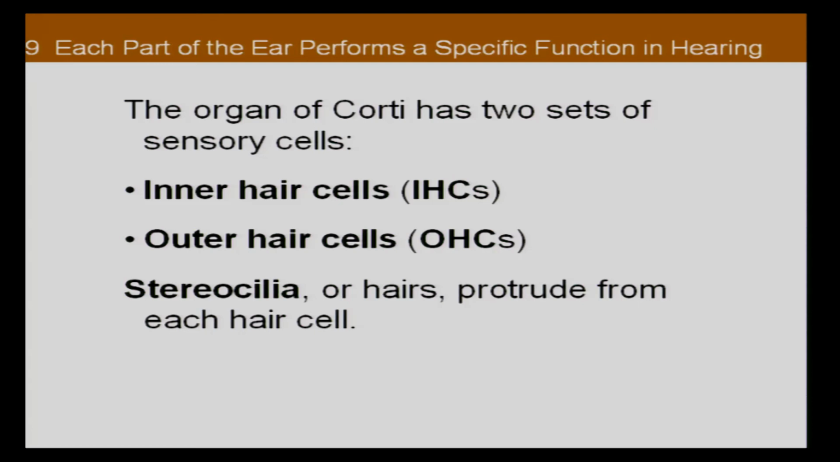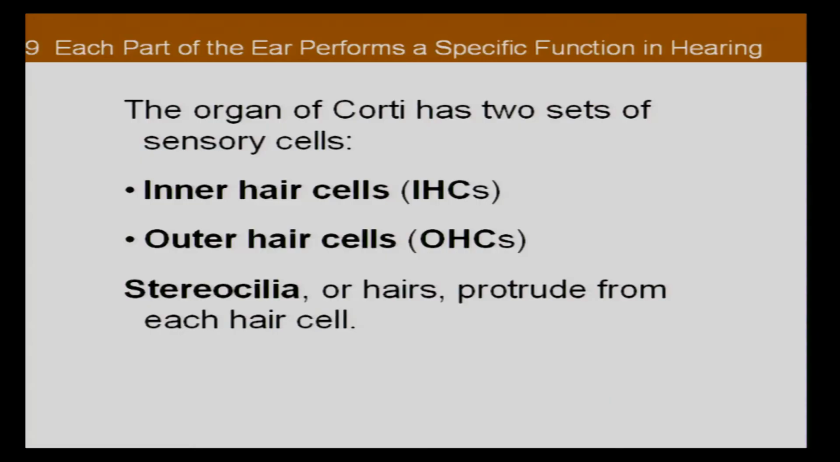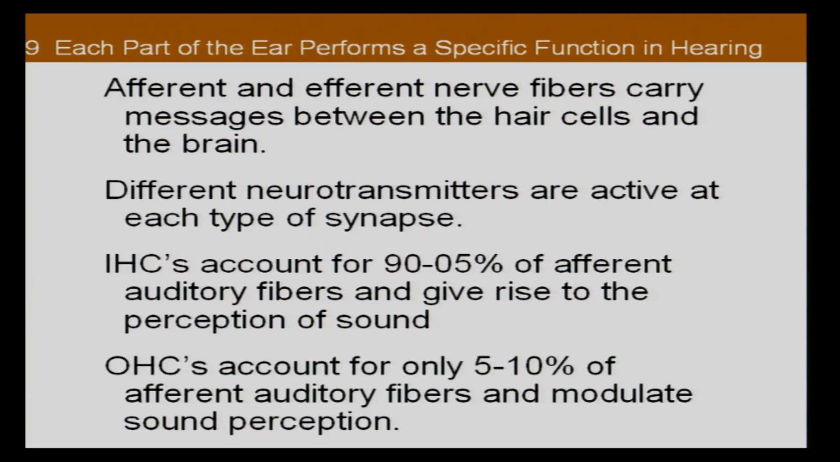Okay, so that is what's moving the basilar membrane, but we still haven't got to the actual transduction. As I mentioned, the organ of Corti has two sets of sensory cells, the inner hair cells, IHCs, and the outer hair cells. Each hair cell, both inner and outer, has what's called stereocilia, or hairs protruding from each cell.